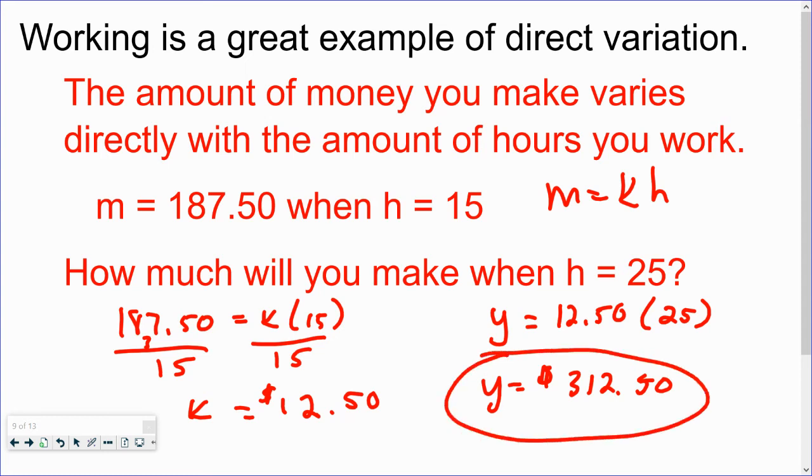Okay? Now, this is how much money you make. You think about it, any time that you work, my first job I got paid $2.25 per hour. So I know what k was. K was how much I got made per hour. The number of hours, and then that varied, that told me how much money I made. So this is an example that you guys have been doing for a long time.